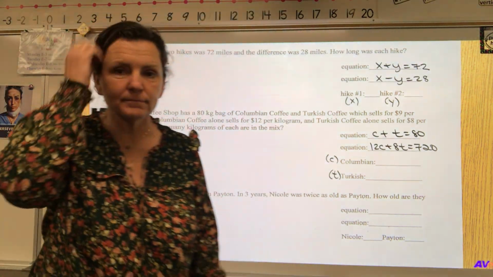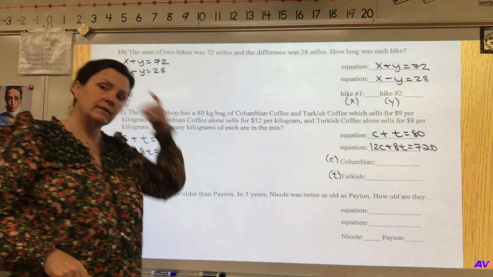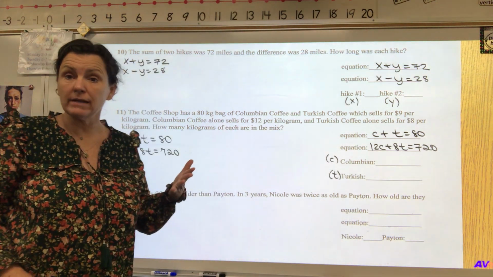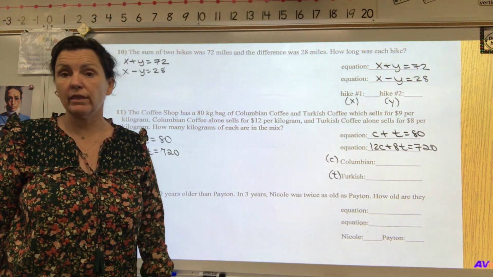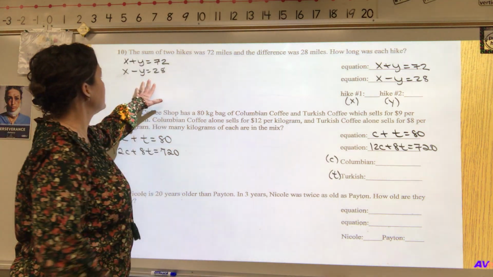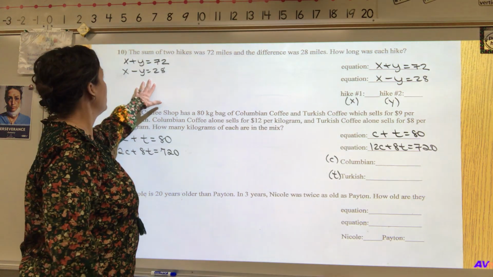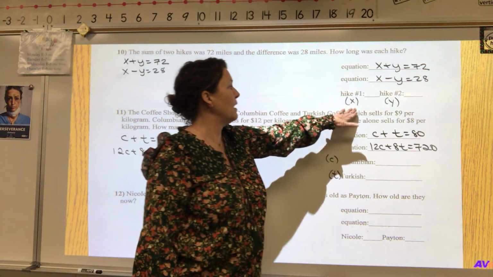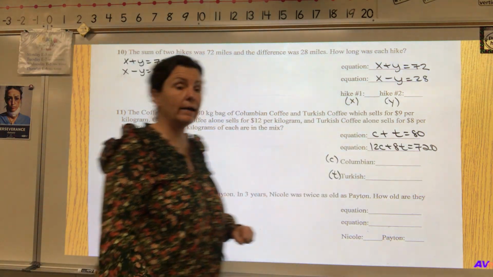Welcome back. So we're on the next bit of your study guide. We're still solving the word problems on the back. So let's see. I have the first one set up, number 10 that is. We have the two hikes. I made hike 1 x and hike 2 y.